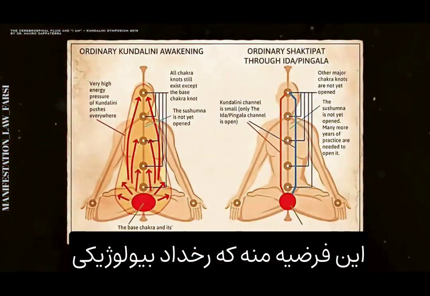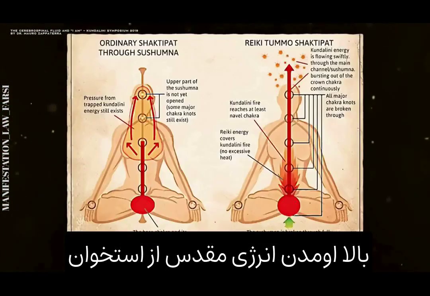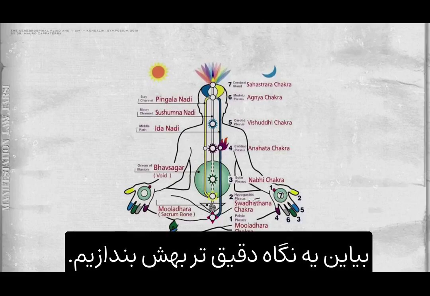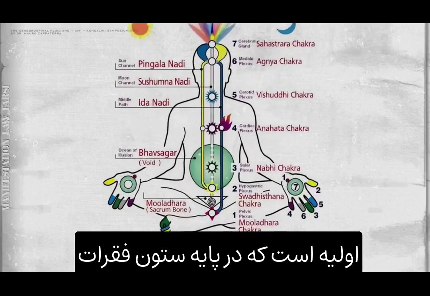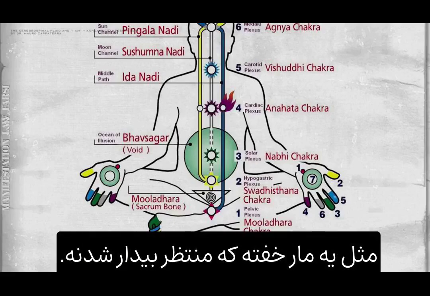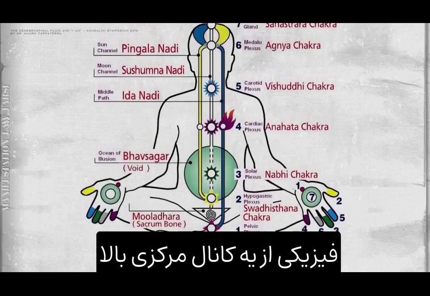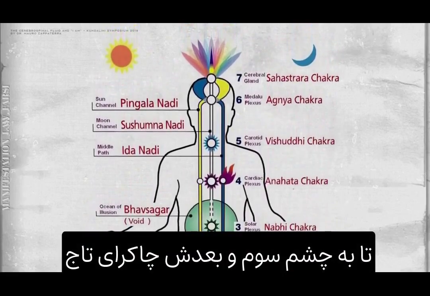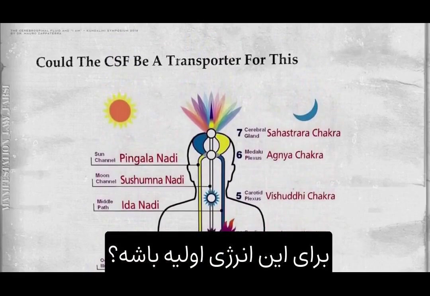It is my hypothesis that the biological occurrence of a Kundalini awakening is the rising of sacred energy from the sacrum to the head through the cerebrospinal fluid. Let's take a look at this closer. The Kundalini in yogic theory is a primal energy located at the base of the spine. Some say residing in the sacrum, like a sleeping serpent waiting to be awakened. From yogic practice, Kundalini is awakened and physically moves up a central canal, the Sushumna, to reach the third eye and subsequently the crown chakra for awakening to occur. Could the CSF be a transporter for this primal energy?